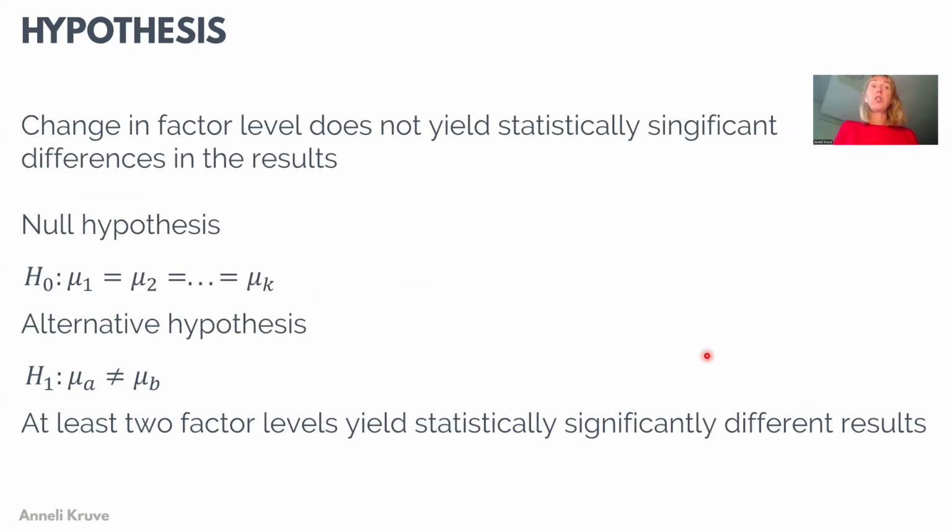However, pay attention that the alternative hypothesis does not tell us which one of the factor levels it is, only that there exists one that is different from the others. Which one it is, we'll need to find out later. And this makes sense. We first ask, is there any? And then we can ask, which one is it?